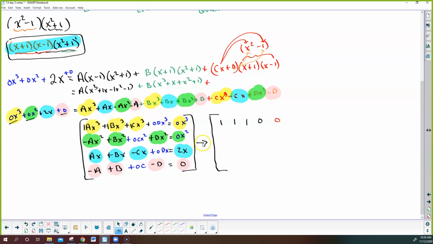I'm actually going to put the numbers first, so then I don't have to keep switching my pen. And then we're going to do the same thing with the x squareds. I have a negative 1a, positive b, a 0c, and a 1 for the d. And then same thing here, 1, 1, negative 1, 0. Negative 1, 1, 0, negative 1.